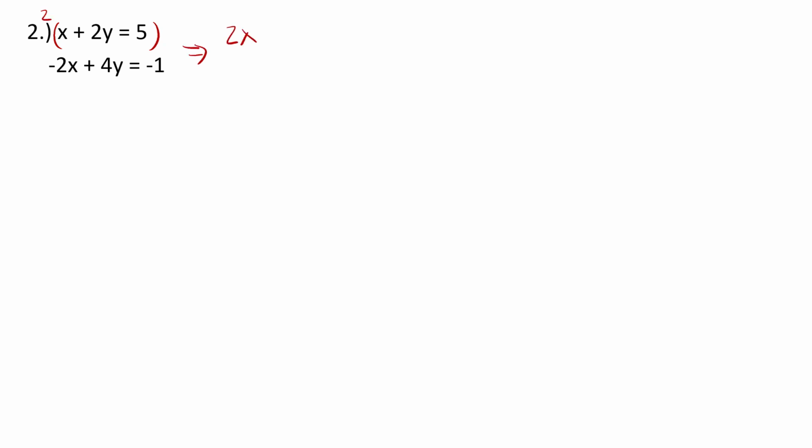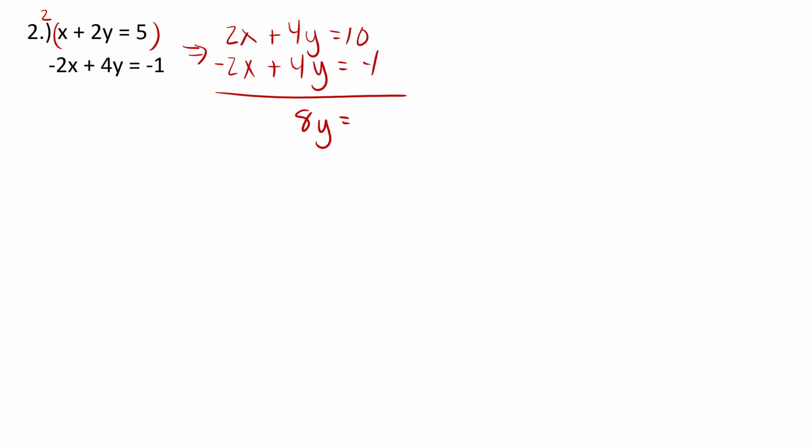And so we have 2x plus 4y equals 10. And negative 2x plus 4y equals negative 1. 2x plus negative 2x is 0. 4y plus 4y is 8y. And 10 plus negative 1 is 9. Divide both sides by 8. And I get y is equal to 9/8. So I'm thrilled with that.